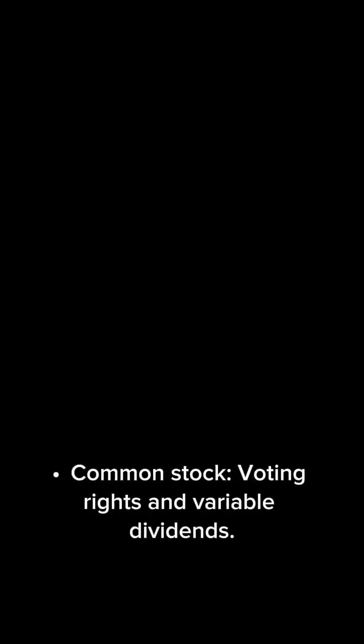14. Effect of bond premium or discount on interest expense. Premium reduces interest expense over the bond's life. Discount increases interest expense over the bond's life. 15. Distinction between common and preferred stocks. Common stock: voting rights and variable dividends. Preferred stock: fixed dividends, no voting rights, and higher claim on assets than common stock.